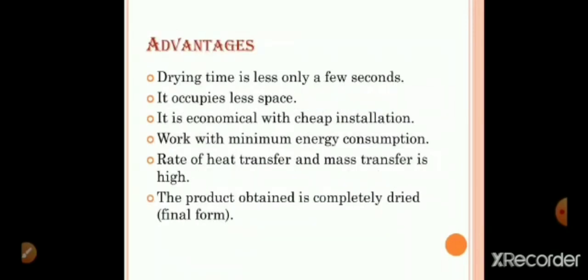Drying time is less, only a few seconds. So heat sensitive material can be dried easily. It occupies less space. It is economical with cheap installation. Works with minimum energy consumption. When we use a drum dryer to dry the material, the energy loss is minimum. Rate of heat transfer and mass transfer is high. The product obtained is completely dry and it is a final product. The product scraped by the doctor knife and collected in the bin is used as a final product.